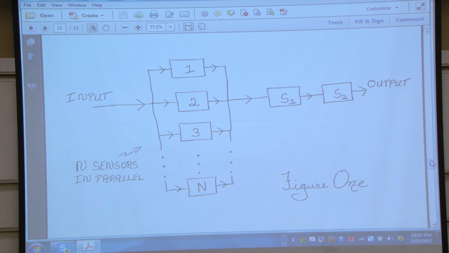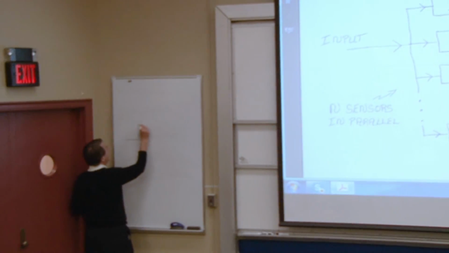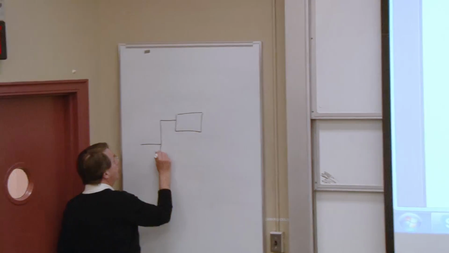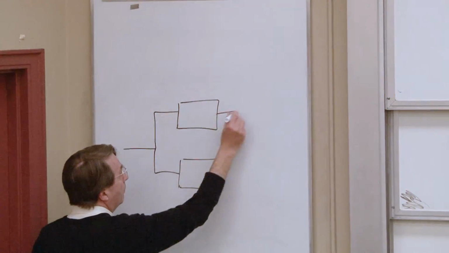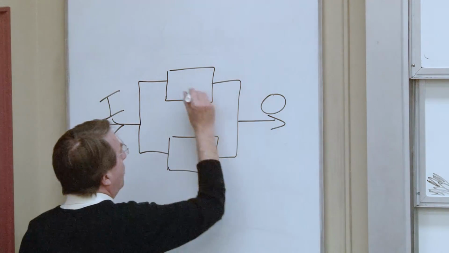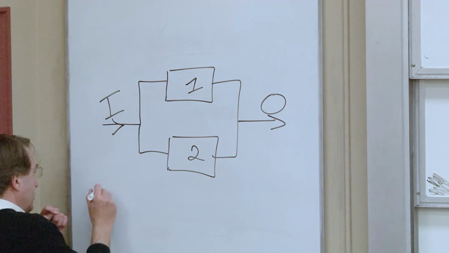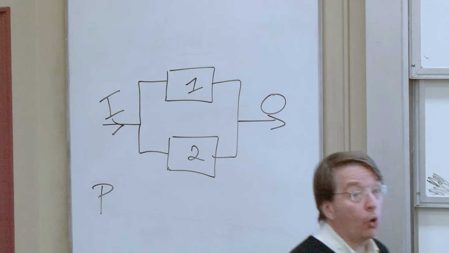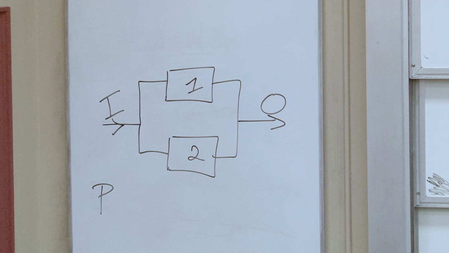Okay. My colleagues, before we do the problem, let's have a little sidebar discussion. I'll tell you how you can solve these problems. Suppose we have two sensors in parallel. Input, output. Sensor 1, sensor 2. Suppose the probability of a sensor working is capital P. Now, for this system to work, I have to be able to go through from the input to the output. Now, I'm going to ask you, what's the probability of this system working?